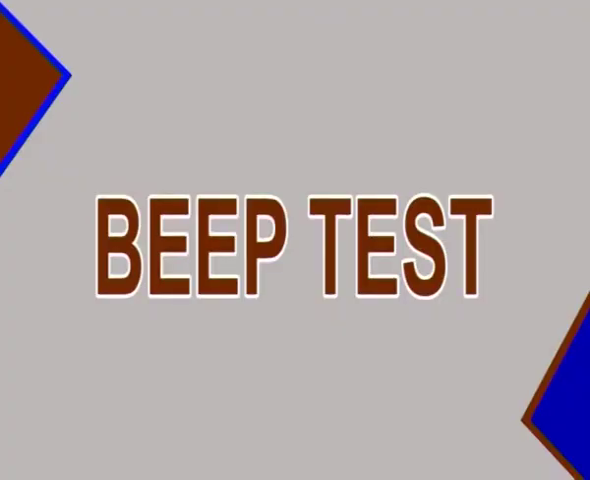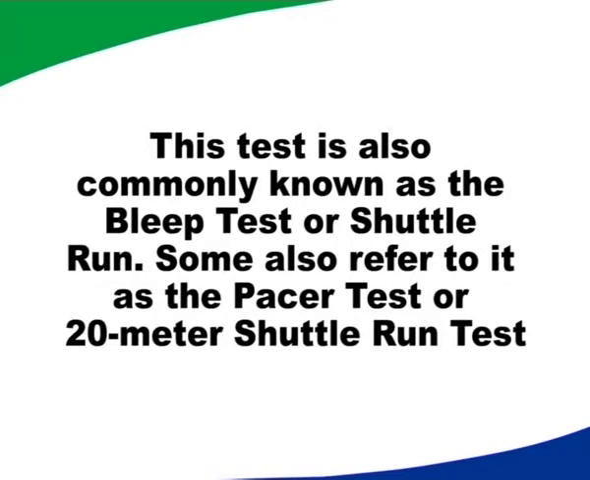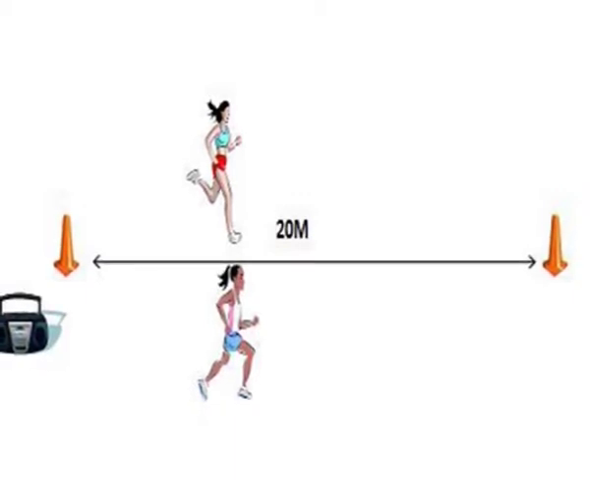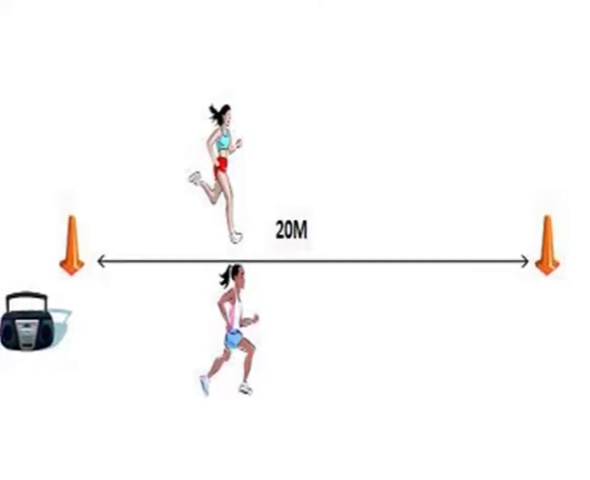Fourth is B.P.Ed test. This test is commonly known as the bleep test or shuttle run. Some also refer to it as the pacer test or 20 meter shuttle run test. To start this test, cones are placed 20 meters apart from each other. You then run to and from each cone according to recorded beeps or bleeps.